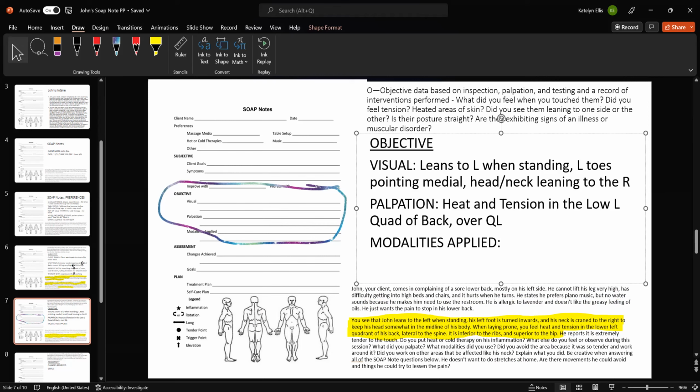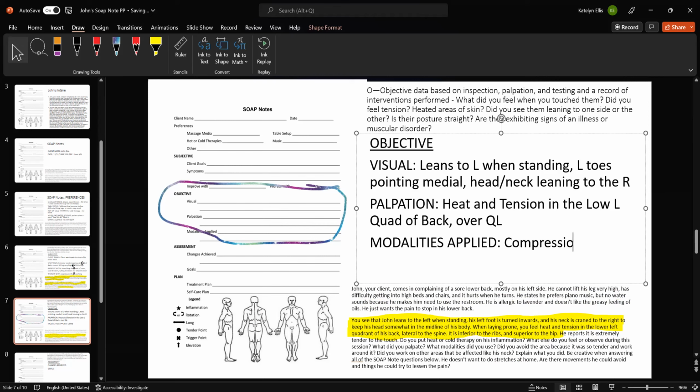Modalities applied. This is where you can be creative. I know that you're just starting school. I know that you haven't learned a lot of modalities yet. This is still fairly new to you. This is where I openly encourage you to do a little bit of outside research or read ahead a little bit in some of your, like your textbook for 101, okay, to see what modalities can be applied.